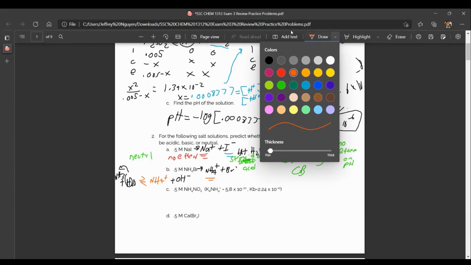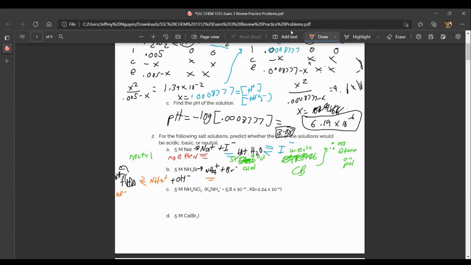Well, this is a weak base, right? And a weak base makes a strong conjugate acid in solution. So therefore, we can say that this one will affect pH. The stronger conjugate acid in solution means the pH is going to be less than 7. But we need to take a look at the other part.